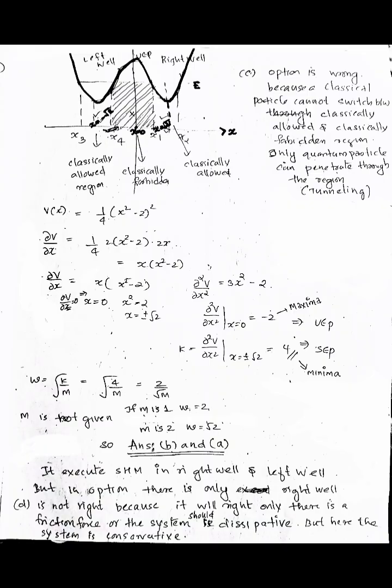Then coming to option D. Option D is not right, because it would be right only if there were frictional force, that is, if the system were dissipative, but here the system is conservative. Option D says that the particle will approach the bottom of the right well and settle there. This is not possible, as the system is conservative. This is possible only if we consider the system as a dissipative one, that is, if there is a presence of frictional force in the system, then we can say option D can be right. But here the system is conservative, so option D is wrong. So option A and option B are right.